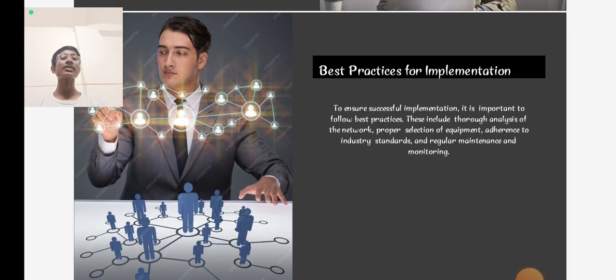Best practices for implementation. To ensure successful implementation, it is important to follow best practices. These include thorough analysis of the network, proper selection of equipment, adherence to industry standards, and regular maintenance and monitoring.